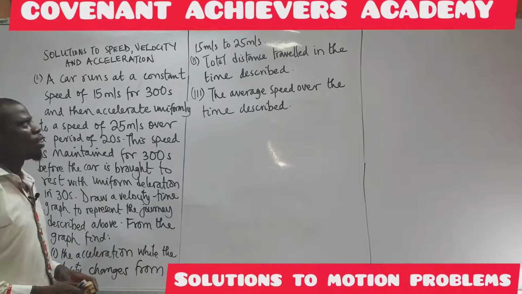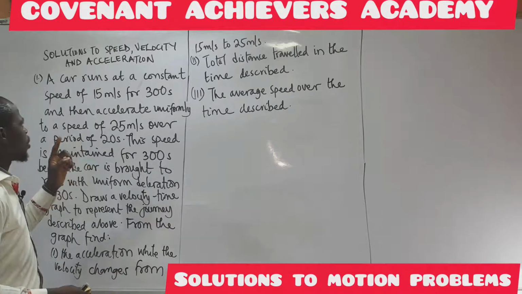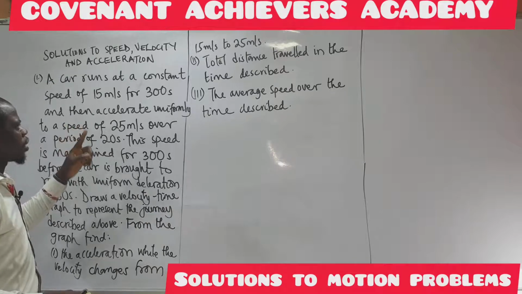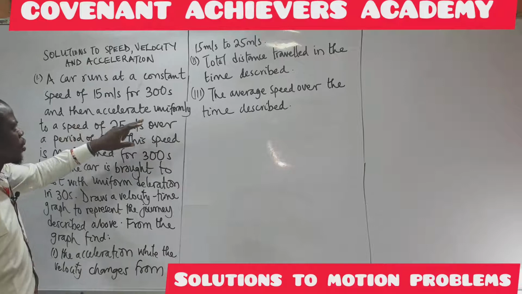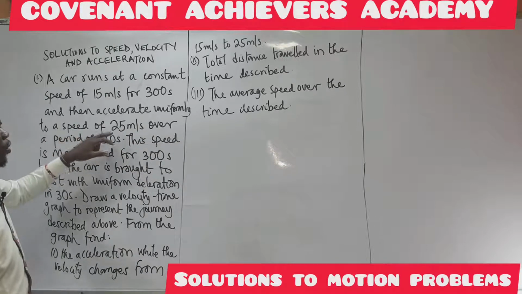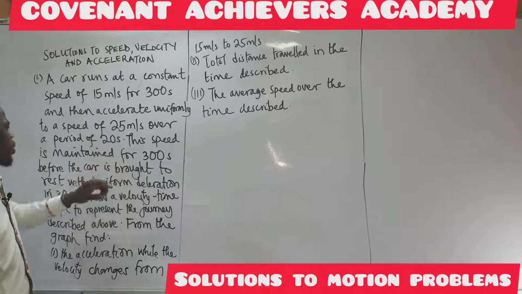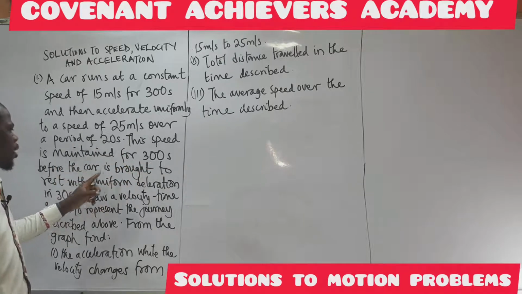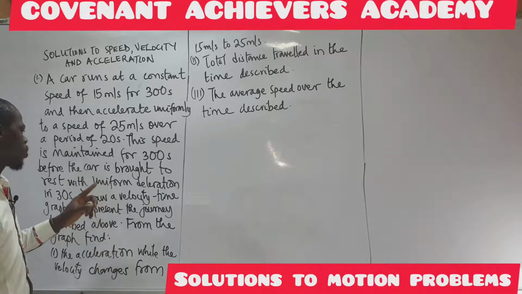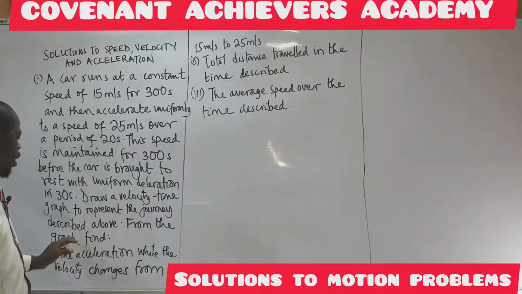Now the question is: a car travels at a constant speed of 15 meters per second for 30 seconds and then accelerates uniformly to a speed of 25 meters per second over a period of 20 seconds. The speed is maintained for 300 seconds before the car is brought to rest with uniform deceleration in 30 seconds. Draw a velocity time graph to represent the journey described above.